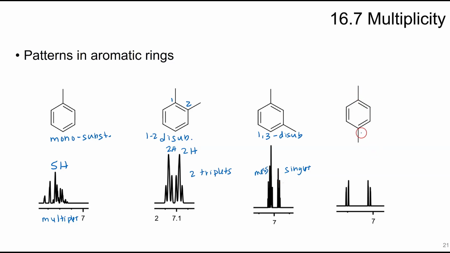And then when you have the para-substituted or 1,4 di-substituted, there's HA, HB, and then you have 2H and 2H. So these give you two nice doublets here. So when you see these patterns, a lot of times it will tell you about the substitution pattern.